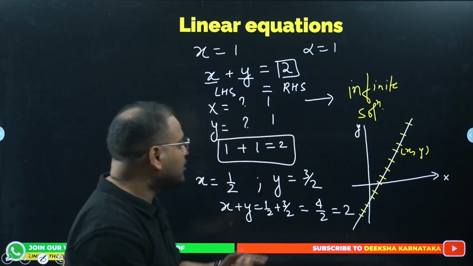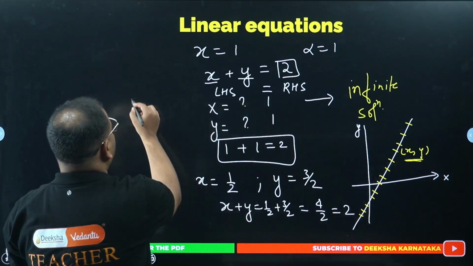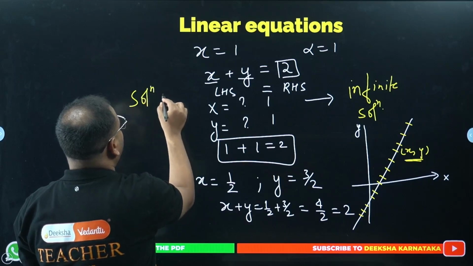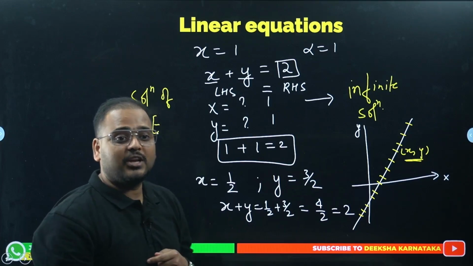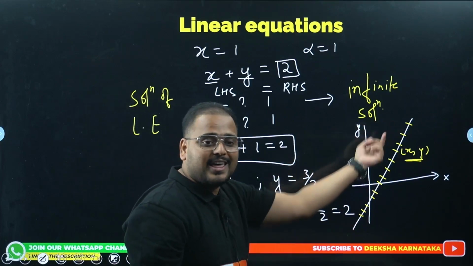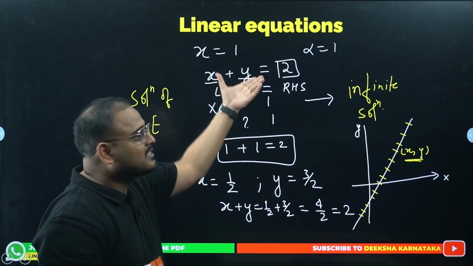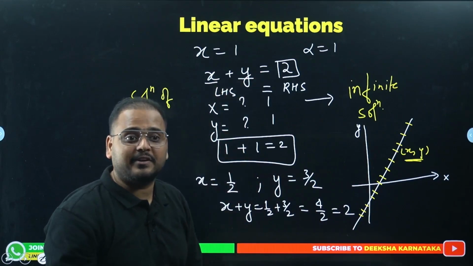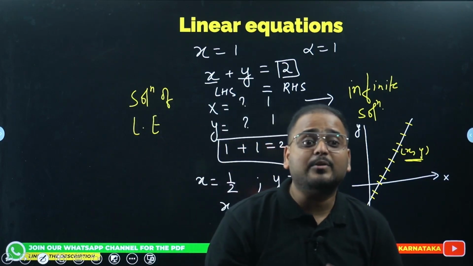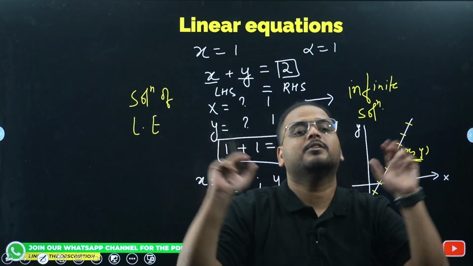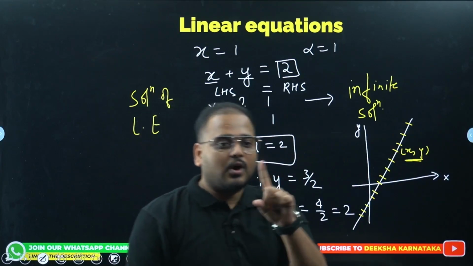You have learnt in grade 9 that x and y is called the solution of a linear equation. And since all of these are lying on the straight line, it means all these x and y values satisfy the equation which is given. So that's why for one linear equation in two variables, I will have how many solutions? An infinite number of solutions.